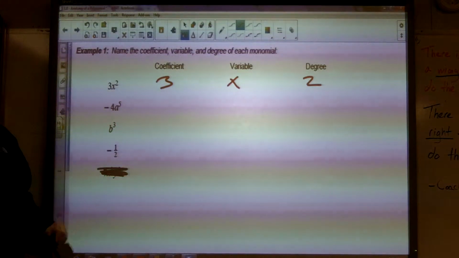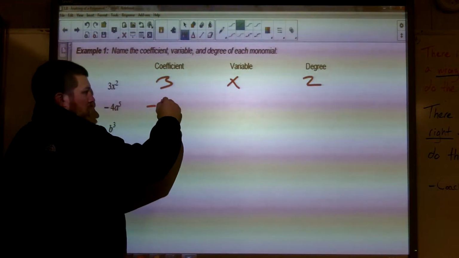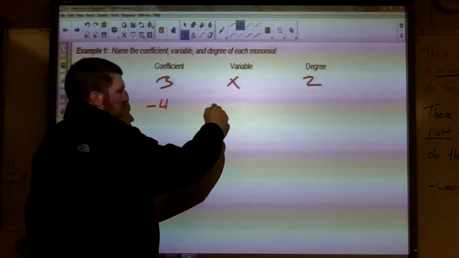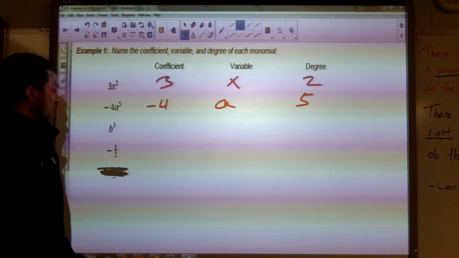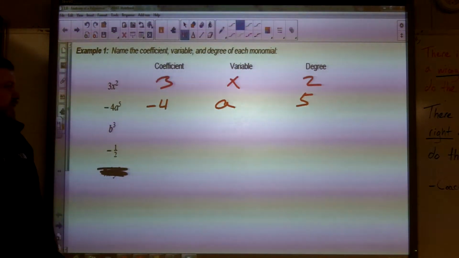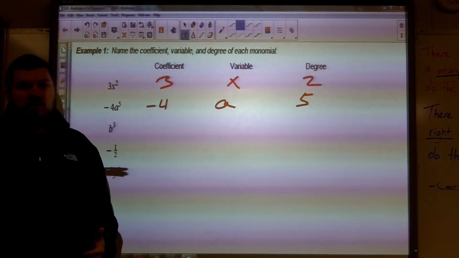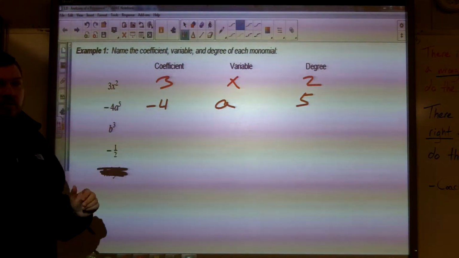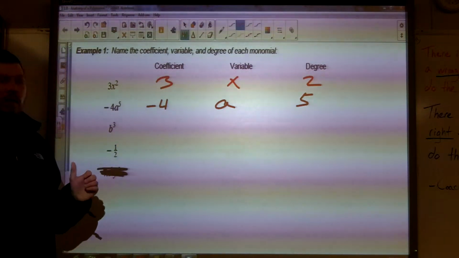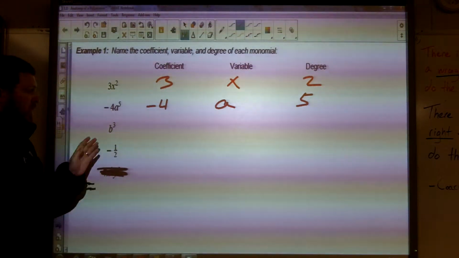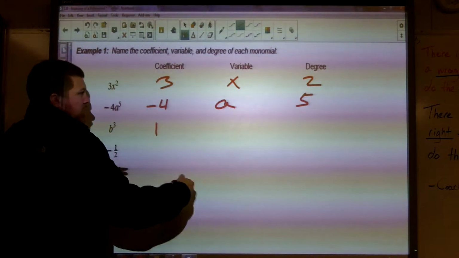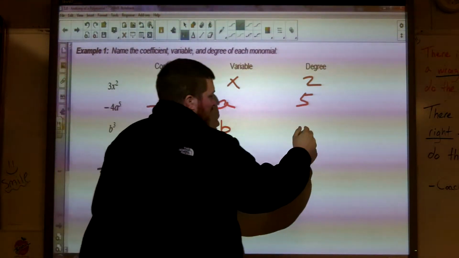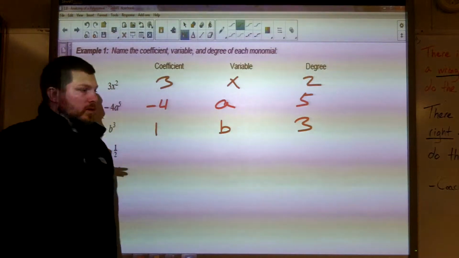For negative 4a to the fifth, the coefficient is negative 4, the variable is a, and the degree or power is 5. And then our next example, b to the third, it looks like there's no coefficient at all. However, anytime you have a variable by itself, the coefficient is always 1. For instance, we have 1b cubed here. So our variable is b, and our degree, our power, is 3.